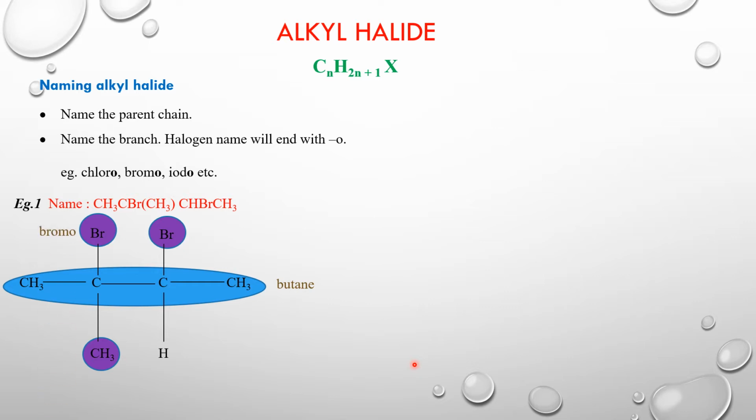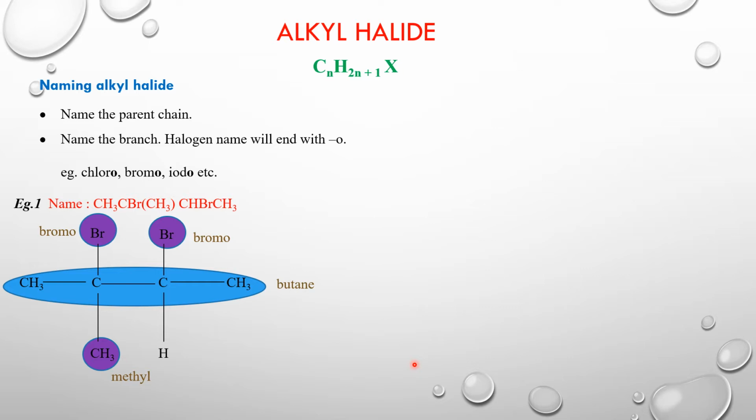Let's name the branches. So we have a Br which is bromo, and there's another Br which is bromo. There's a CH3, so one carbon is meth. If the carbon is attached as a branch, the name will end with YL. So, methyl. Okay. Now we look at the numbering.